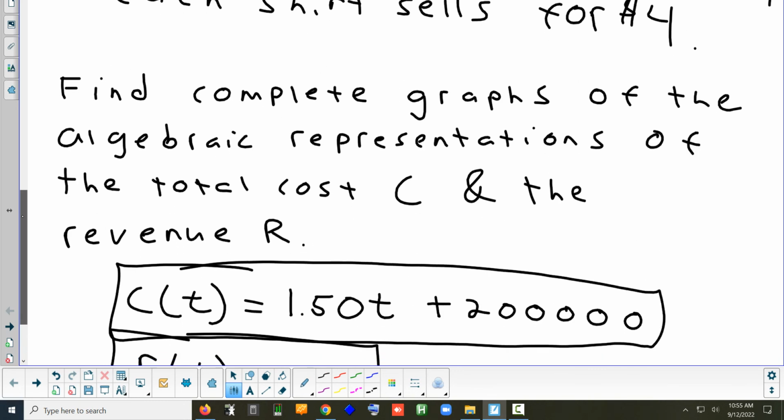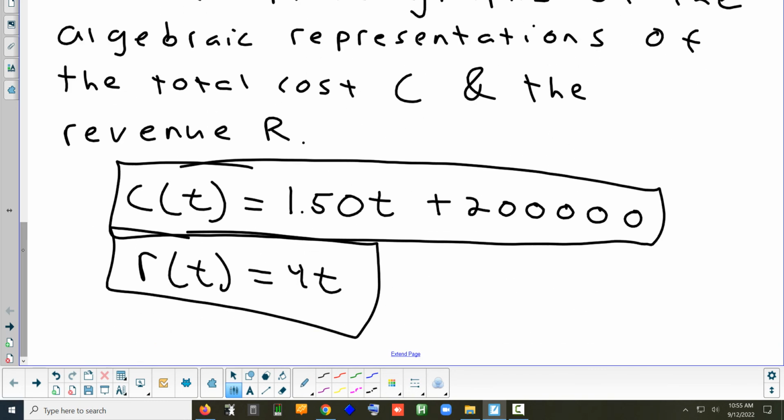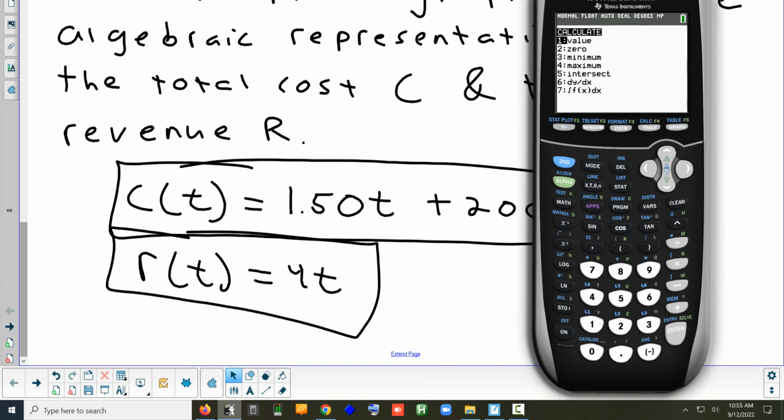Now they want graphs. What kind of values for T wouldn't make sense in the situation? Negatives. So on the calculator, let's go ahead and put that in. You can put the cost or the revenue in Y1 or Y2, it doesn't matter. Just put 1.5x plus 200,000 and 4x. So those should be your two equations.